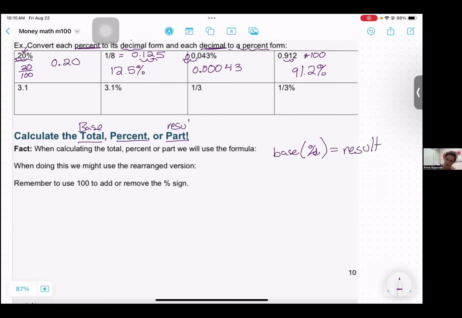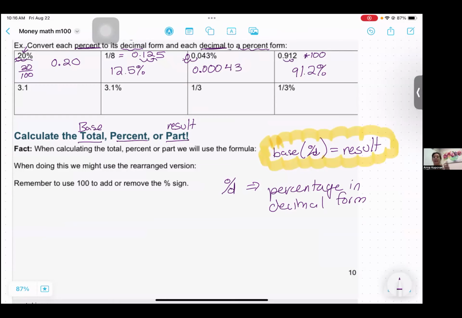So remember that percent decimal really means the percentage in decimal form. Now, you will also see several other formulas in the book and homework where they take this formula and rearrange it according to those solving rules that we saw from chapter 3, the order of operations business.